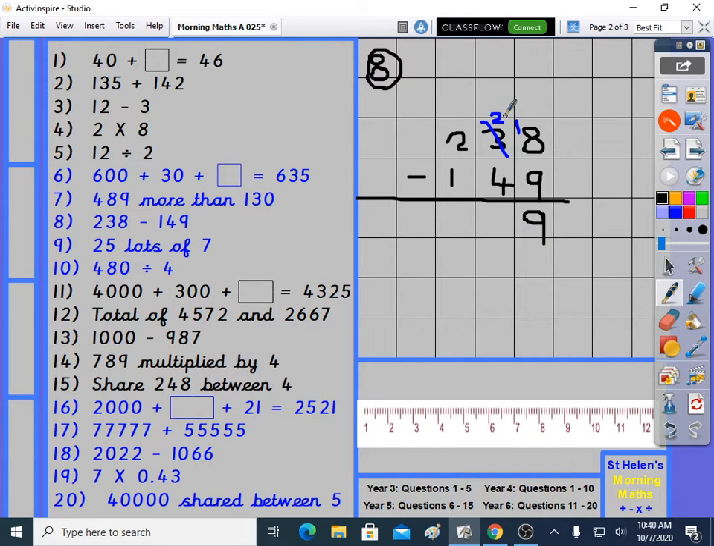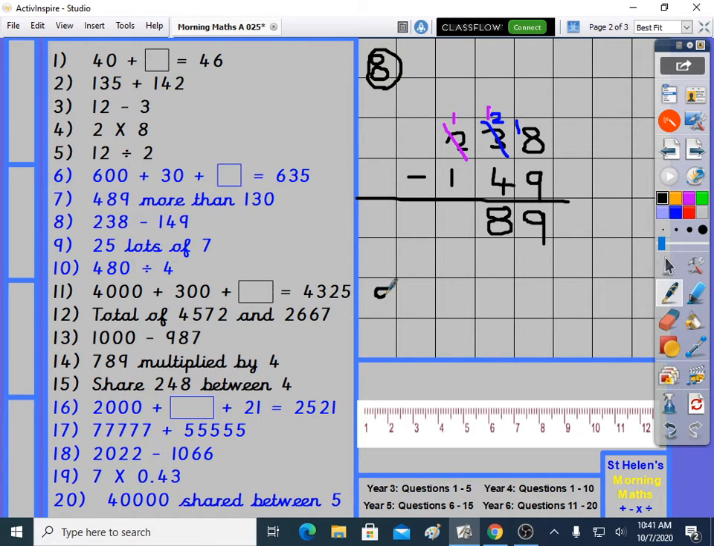2 take away 4, or 2 tens, take away 4 tens, we can't do. 2 tens need some help. This goes down to just 100. 12 tens take away 4 tens is 8 tens. 12 take away 4 is 8, we normally say. 1 take away 1 is 0. So it's just 89. 238, take away 149 is 89.